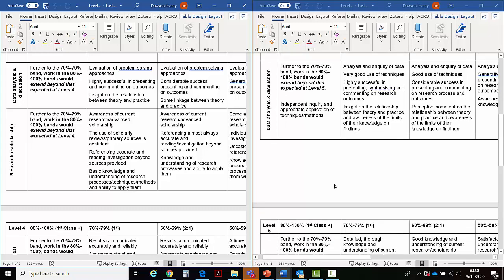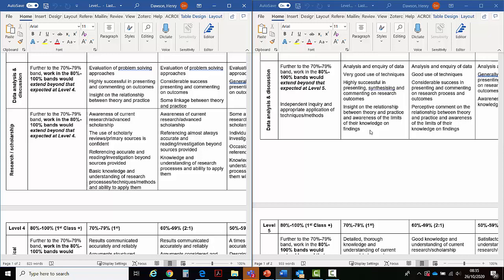Data analysis and discussion at level 4. There is more to it at level 5. So we have evaluation of problem-solving approaches, presenting outcomes and insight into the relationship between theory and practice. At level 5, we have full analysis and inquiry of data with very good use of techniques. And then highly successful in presenting and commenting on the outcomes, but they also suggest synthesizing and commenting on the research outcomes. So again, it's evidence there of higher levels of thinking.